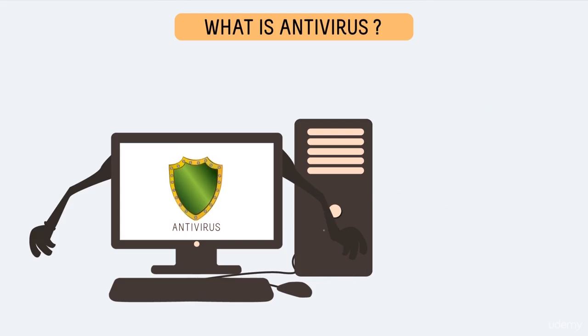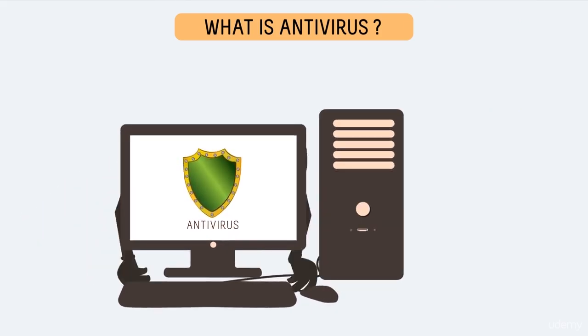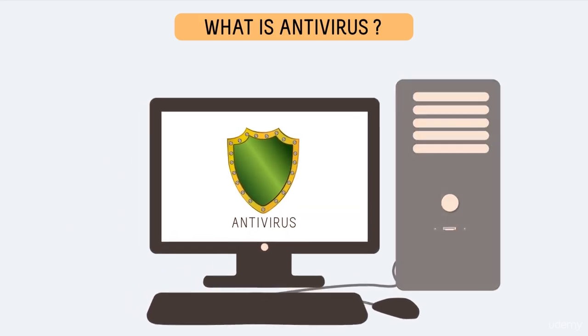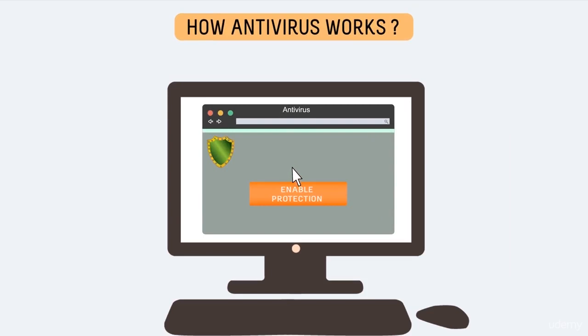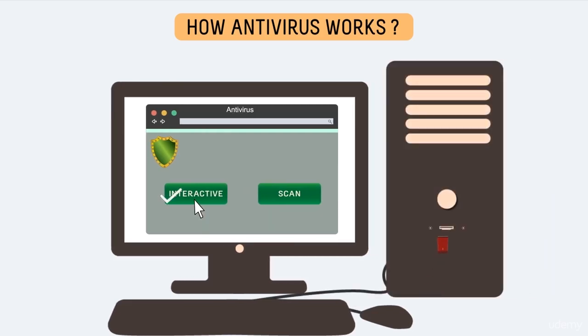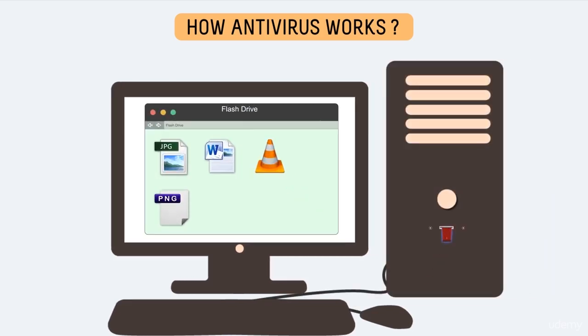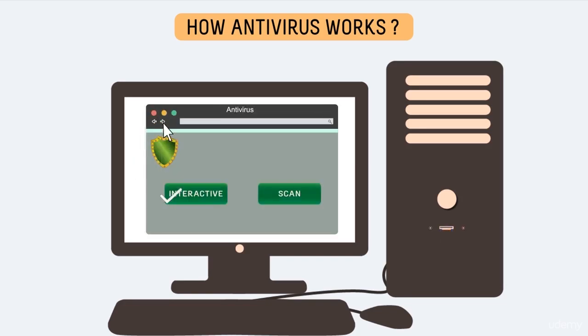It has derived its name due to its first inception, where it was purely designed to defend against the category of malware, virus. How does antivirus work? An antivirus protects the system in two modes. First is the interactive mode, where the AV is kept running in the background all the time. When an external drive is inserted, it checks the files inside and prevents malicious files from being opened.